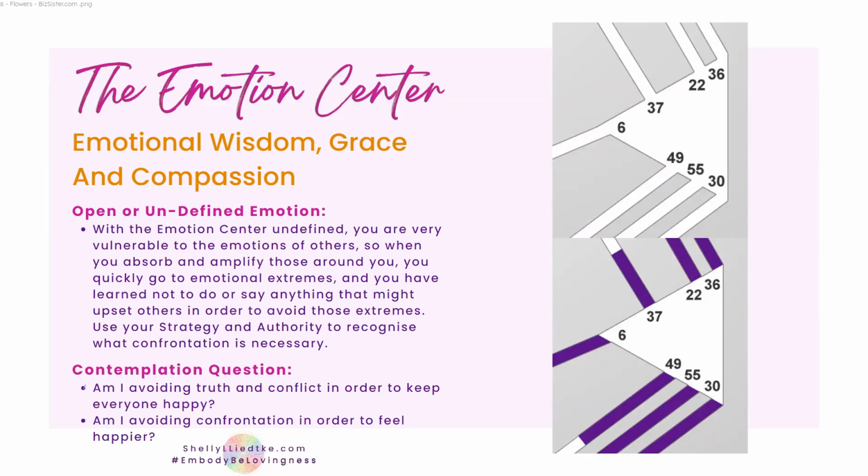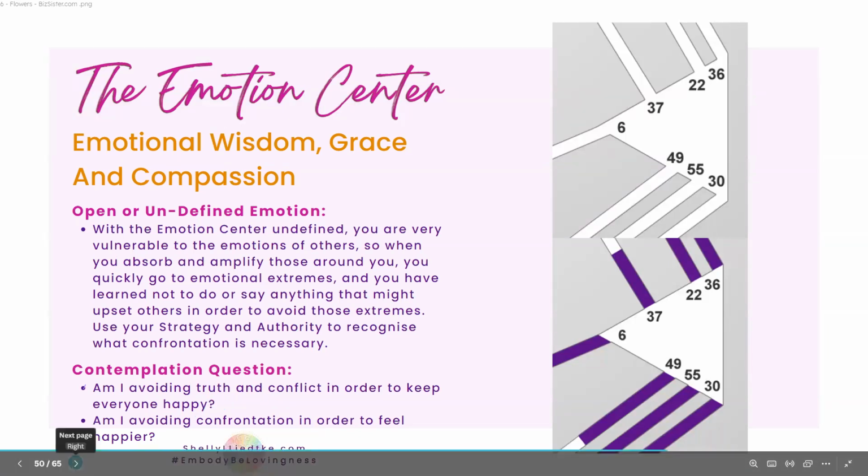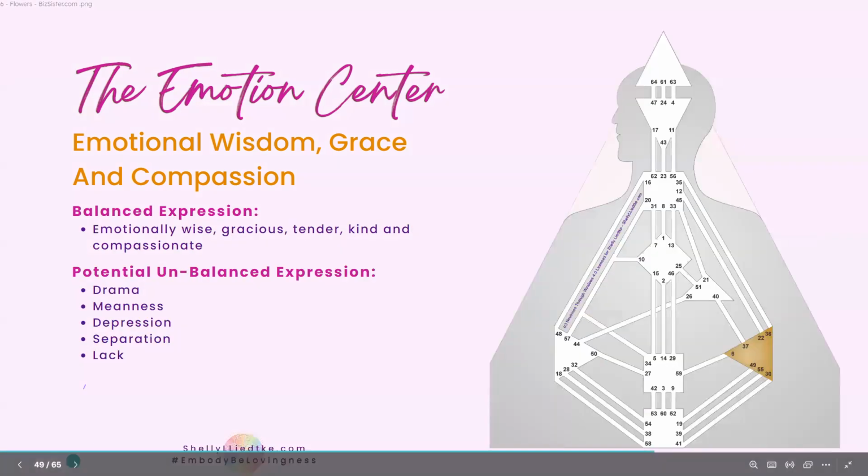Contemplation questions here for the open and undefined emotion center. Am I avoiding truth and conflict in order to keep everyone happy? And am I avoiding confrontation in order to feel happier? So things to think on if your body graph has one of these activations.